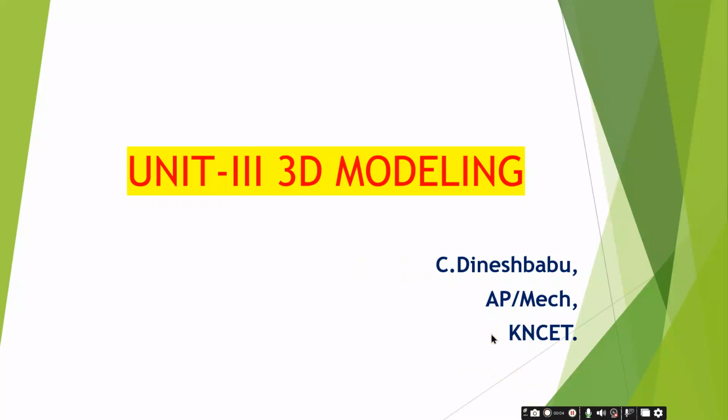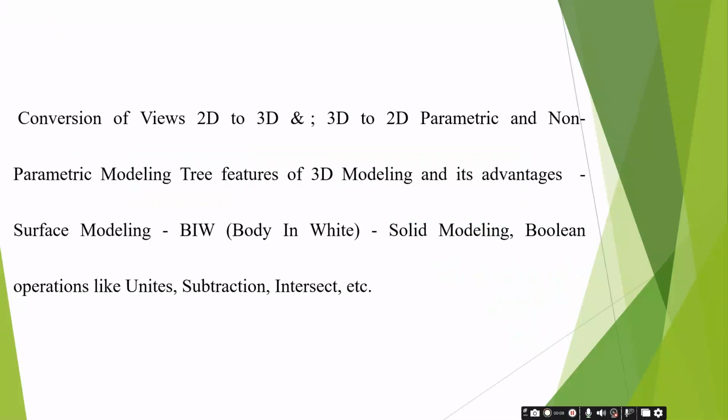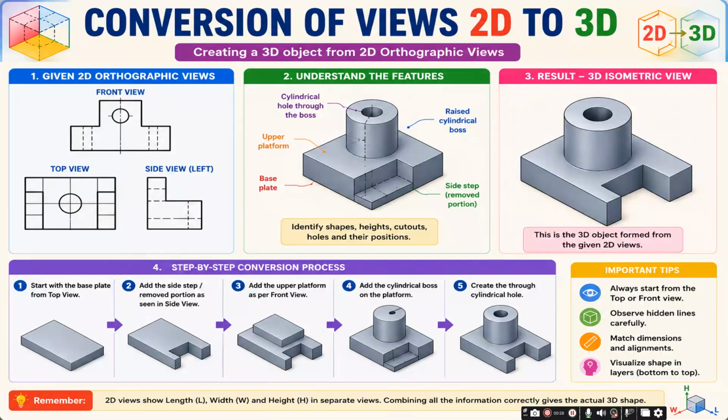Dear students, today we discuss Unit 3, 3D modeling. These are the topics to be covered from Unit 3: conversion of views, 2D to 3D and 3D to 2D, parametric and non-parametric modeling, features of 3D modeling and disadvantages, surface modeling, BIW (body in white), solid modeling, Boolean operations like union, subtraction and intersection, etc.